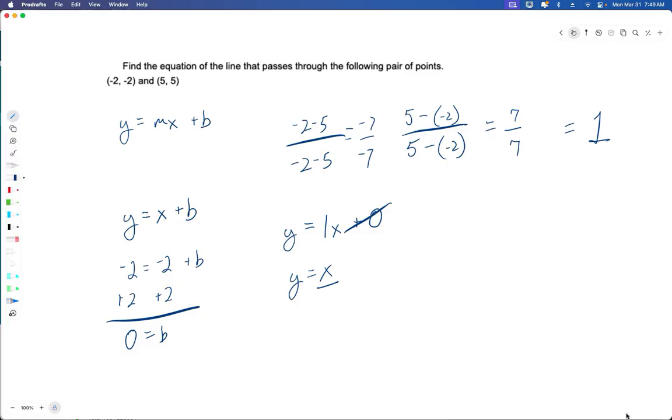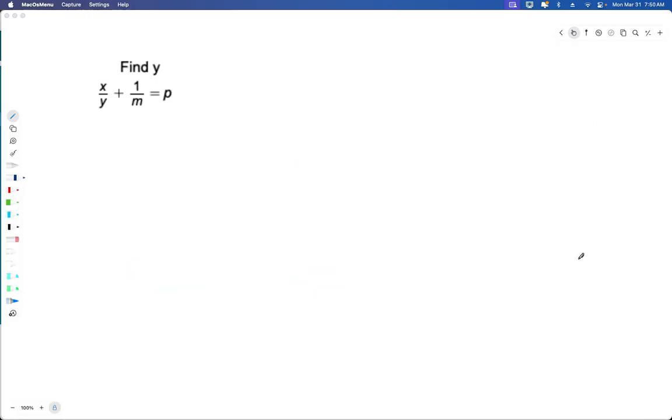All right, let's look at the next one. So this one you're told to find y. So we're going to solve for y. Okay, so the first thing I'm going to do is get a common denominator, and my common denominator is going to equal my. So I'm going to multiply this by m over m. I'm going to multiply this by y over y. And I'm going to multiply this by my over my. I'm going to put it over 1, turn it into a fraction.